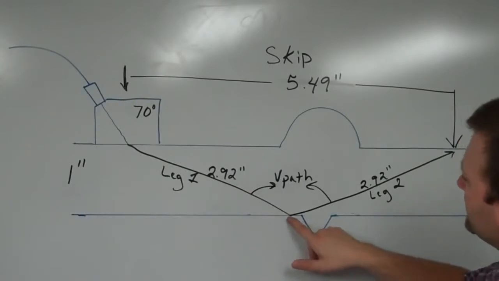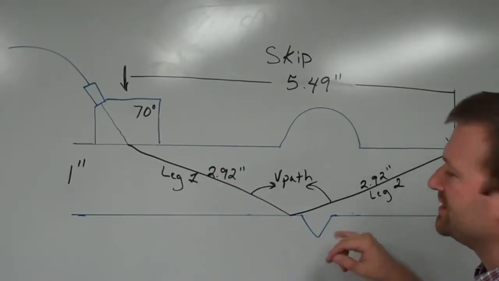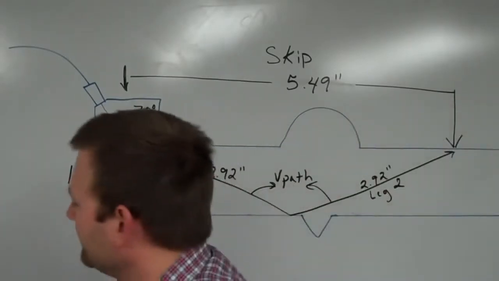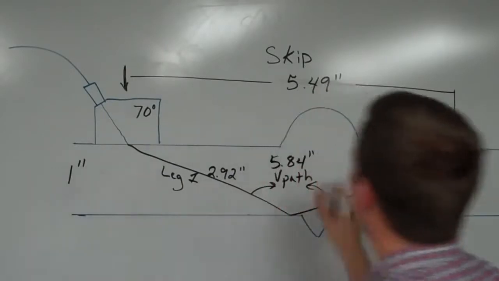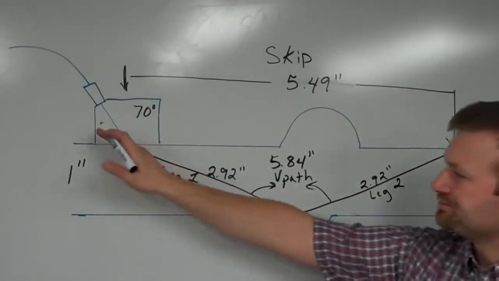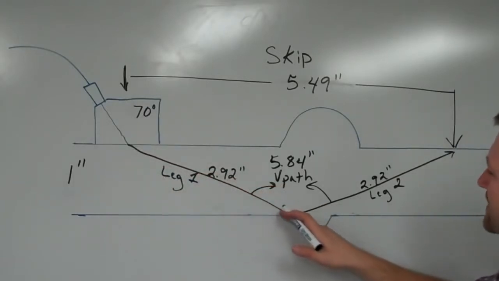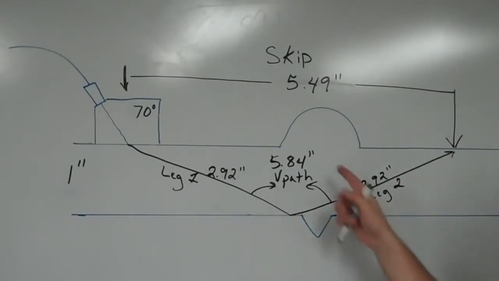Then, if that leg bounces, it's going to come back up towards the top again, and it's going to be another 2.92 inches long. Both of those added together give us a 5.84 V-path, and let me write that up here. V-path 5.84 inches. Meaning, sound came out of the transducer, made its path down, hit the bottom of the plate, bounced and came back up to the surface again. That all happens within 5.84 inches.